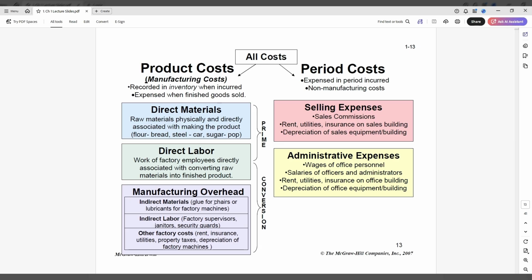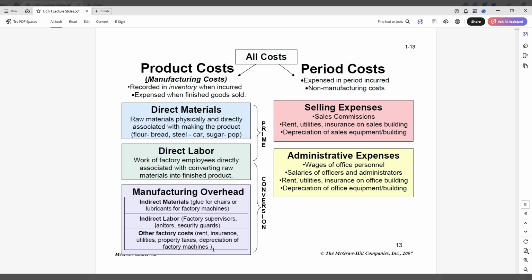So you can have indirect materials, things like some kind of glue or WD-40, lubricant for factory machines. These are supplies, materials that are used in the production process, but they're not the flour and the sugar that goes into the actual product, right? It's kind of supporting materials. Then we have indirect labor. As I mentioned before, that's things like factory supervisors, could be janitors for the factory specifically, could be security guards. So anything that's involved with the factory and the production process that's outside of the direct labor, essentially. And finally, other factory costs. This could be all kinds of stuff: rent, insurance, utilities, property taxes, depreciation of factory machines. So anything else that's a cost related to production that just doesn't fall into the category of any of these other things.